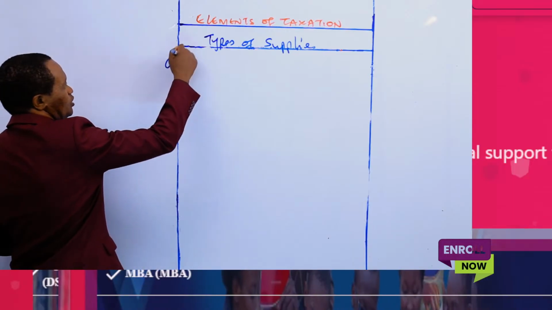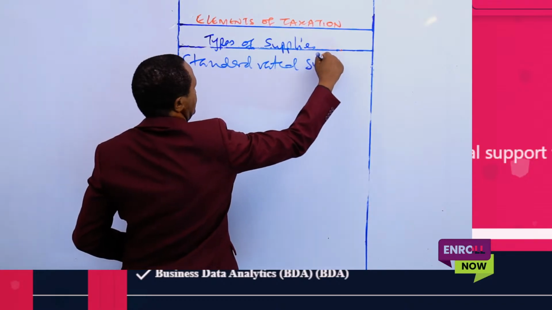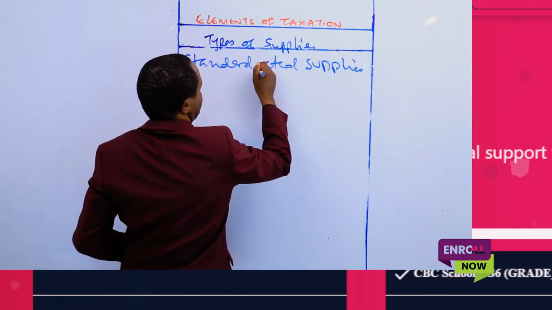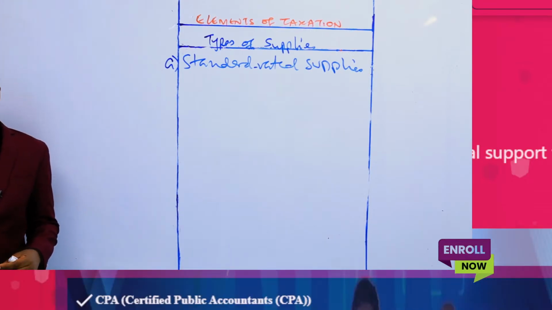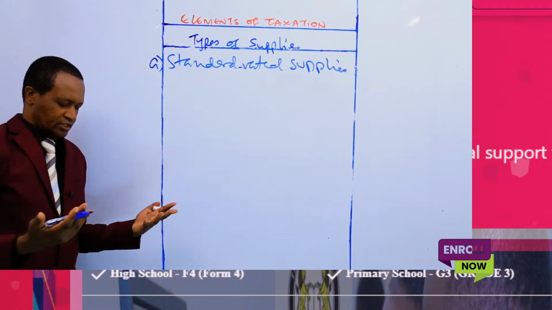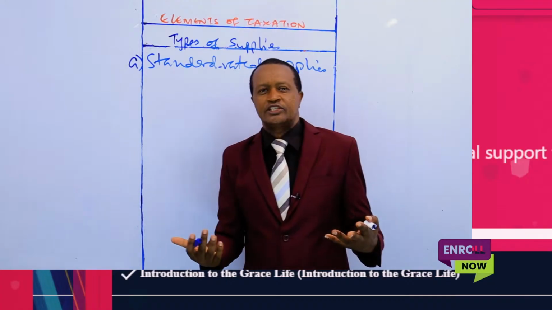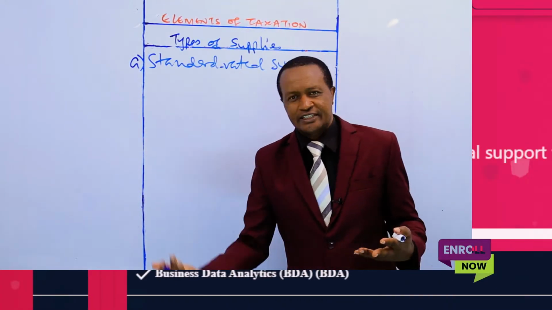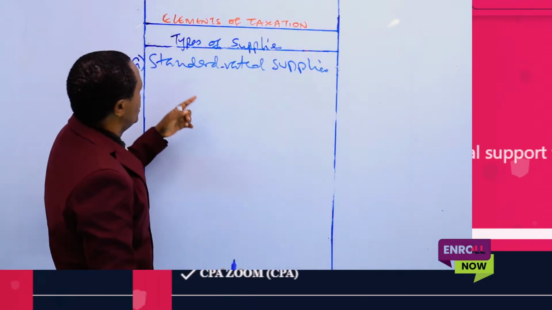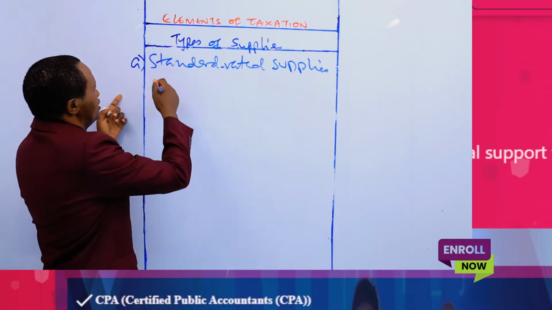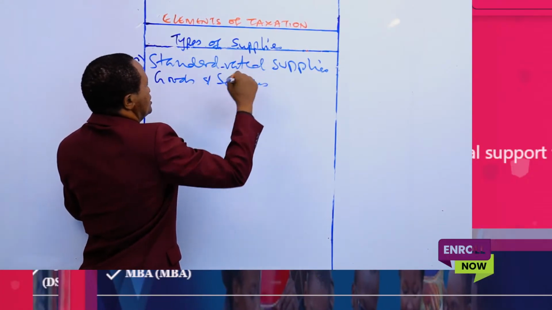There are three main types. One is standard rated supplies. Standard rated supplies, candidates, are goods and services on which VAT is charged at the standard rate that is prescribed by law. So standard rated supplies refer to goods and services.